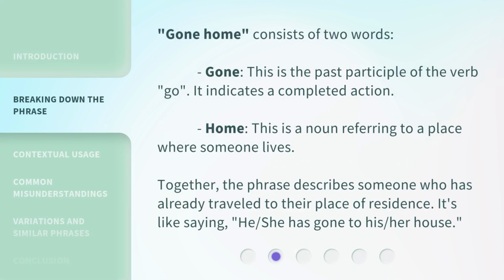"Gone home" consists of two words. "Gone": this is the past participle of the verb "go." It indicates a completed action. "Home": this is a noun referring to a place where someone lives. Together, the phrase describes someone who has already traveled to their place of residence. It's like saying, "She has gone to her house."